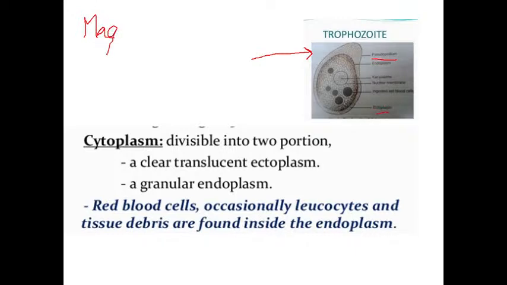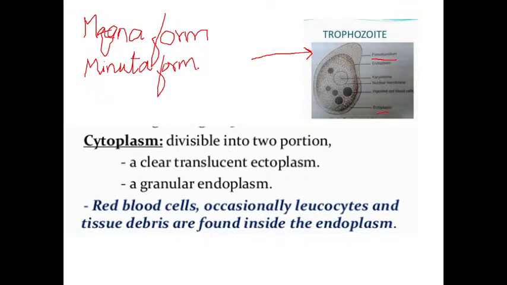Magna form and the minuta form. Magna form is larger in size and the minuta form is smaller in size. So, trophozoite is the active feeding stage of Entamoeba. There are two forms in trophozoite, magna and minuta.